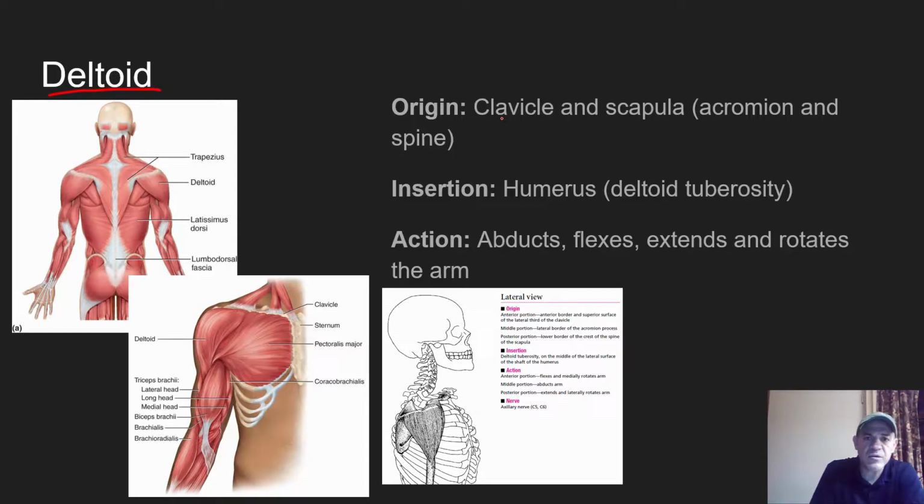And for the deltoid, the origin is going to be the collarbone or clavicle and the shoulder blade or scapula. And the insertion is going to be the humerus. So this muscle will act on the humerus and move it in various ways.